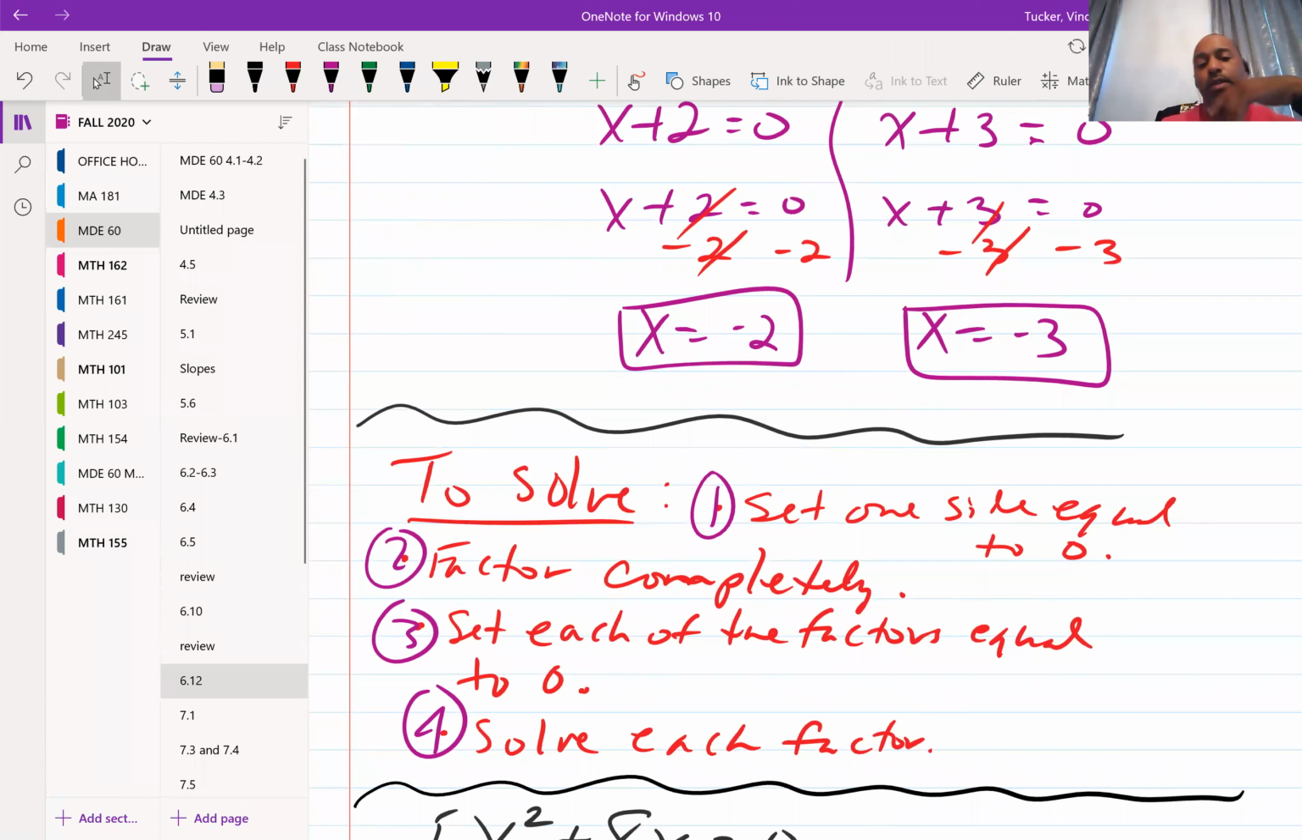So here, I just gave you steps written out. Pretty much what I've already said. Step 1, set one side equal to 0. Step 2, factor completely. Step 3, set each of the factors equal to 0 and then solve each factor. That's what we did up here, just that we didn't have the factoring part, because we already broke it down to the factors of x plus 2, x plus 3. But we're going to make sure one side is set equal to 0, then factor completely, then set each one of those pieces equal to 0 and then solve each one.